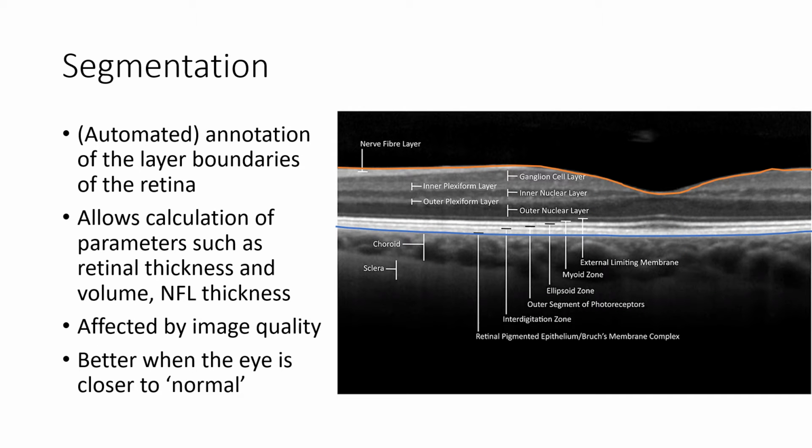Segmentation is very important in OCT analysis. The software will automatically attempt to annotate the important layer boundaries of the retina. This allows the calculation of parameters such as retinal thickness and volume and nerve fiber layer thickness. Obviously, this is affected by image quality and patient movement. Segmentation is much more likely to be accurate when the eye is closer to normal.